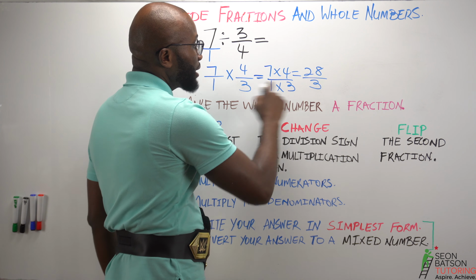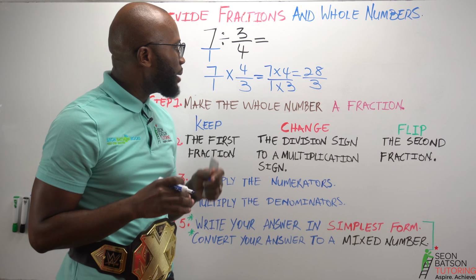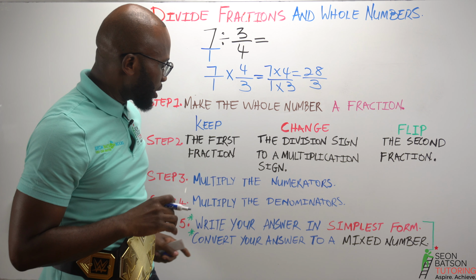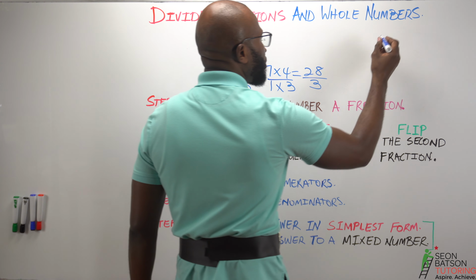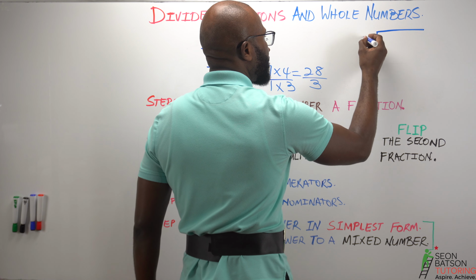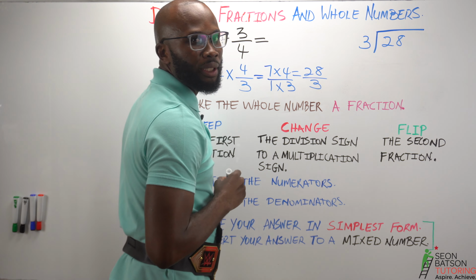Now, if you look at our answer here, it's an improper fraction. Yes? And remember, whenever our answer is an improper fraction, we will convert the improper fraction to a mixed number. And you guys know how to convert improper fractions to mixed numbers. We will simply divide the numerator by the denominator. Yes?